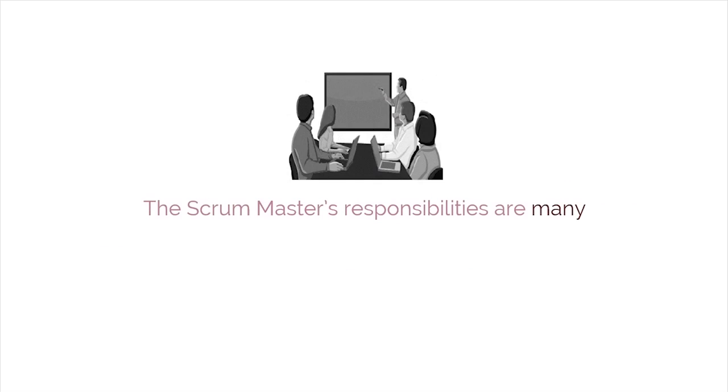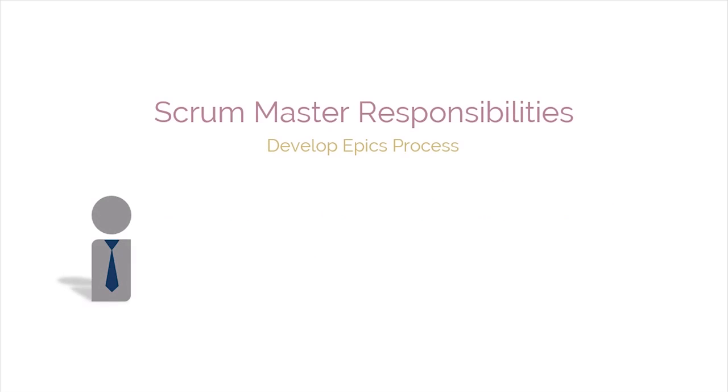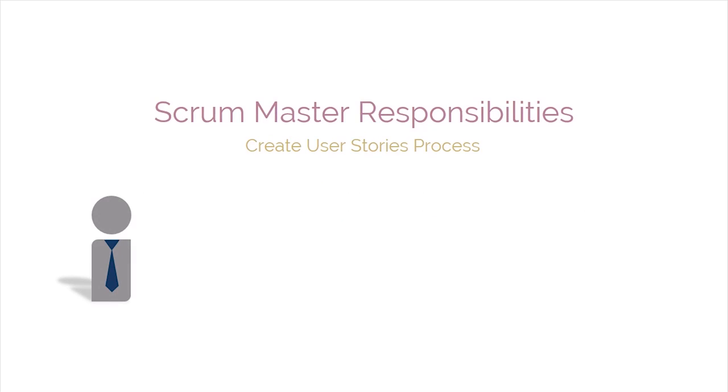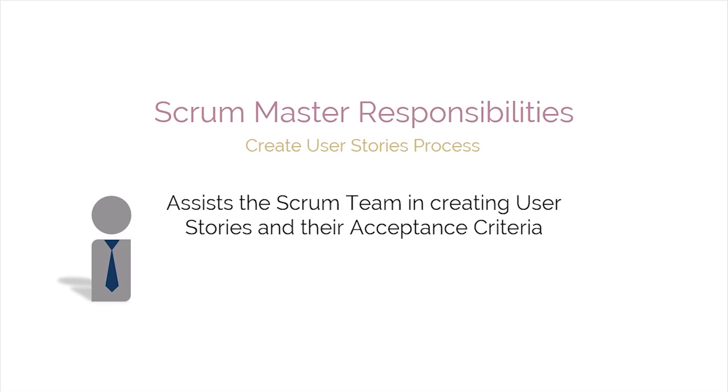The Scrum Master's responsibilities are many, and they change depending on which process is being conducted at the time. For example, during the Develop Epics process, the Scrum Master facilitates creation of the epics and personas. Likewise, during the Create User Stories process, the Scrum Master assists the Scrum team in creating user stories and their acceptance criteria.